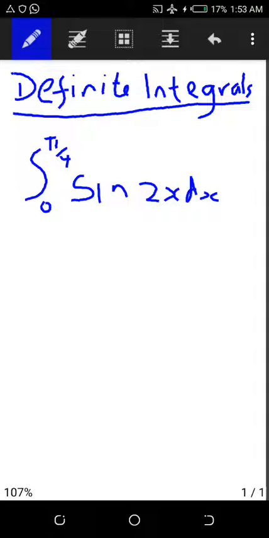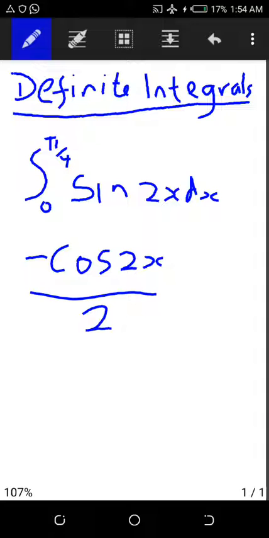Alright, so the same process, we'll repeat that. The first thing that we need to do is to integrate our function sine 2x. You can recall from the last video that when we integrate sine x, we get minus cos x. And when we integrate sine 2x using our chain rule, we get minus cos 2x over 2.